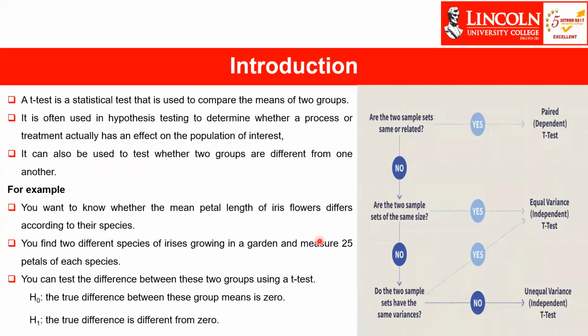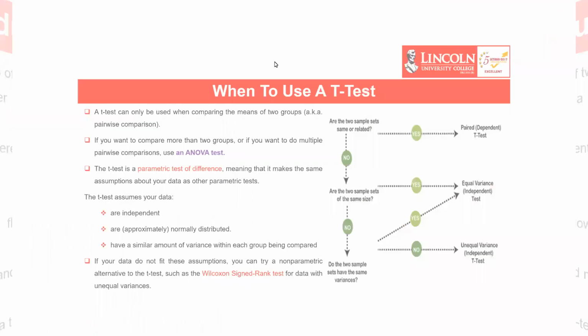In that case, you may define your hypotheses. Your null hypothesis could be that the true difference between the group means is 0. That is, there's no difference. Or, the alternate hypothesis could be that the true difference is different from 0, meaning that there's a difference.